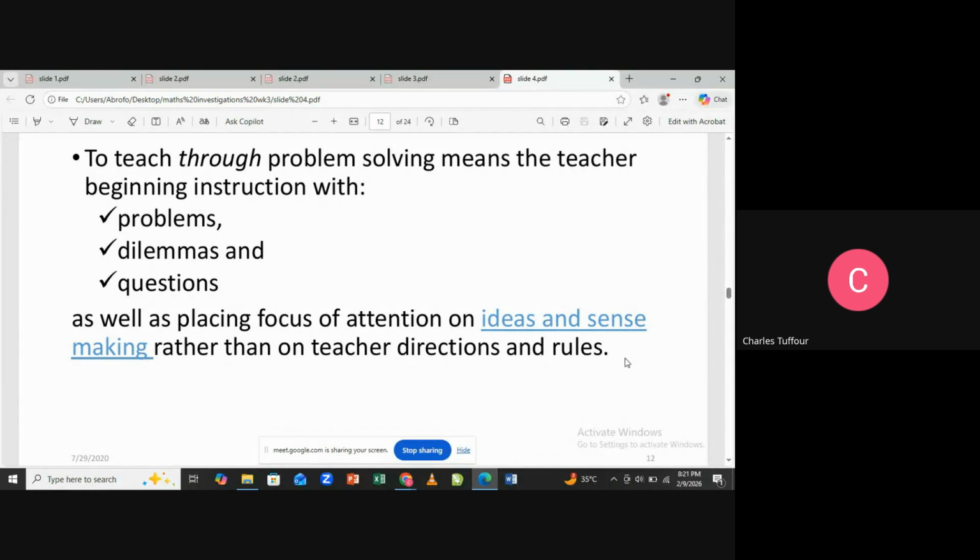So what I was saying is that for teaching through problem solving, the attention is on ideas and sense making. If our attention is on ideas and sense making, rather than on teacher directions and rules, the moment the teacher directs, the moment the teacher gives rules, then we are talking about teaching for and teaching about. But when our focus is on ideas and sense making by the students themselves, that one is teaching what? Through problem solving.